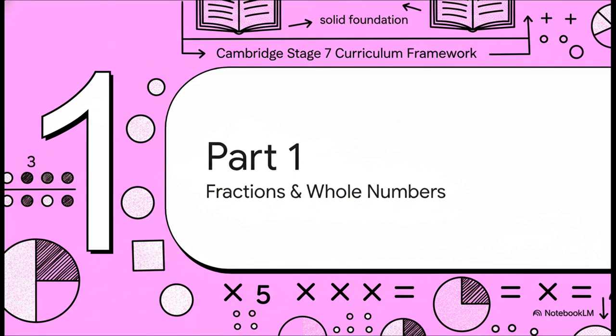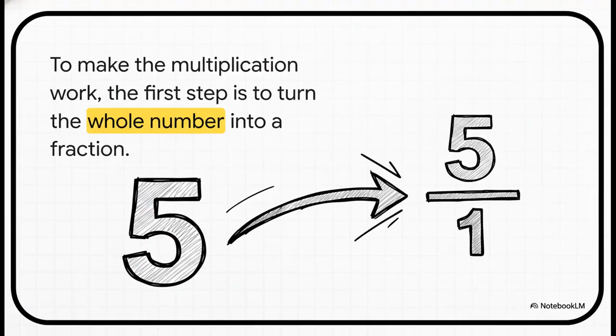We're going to break down exactly how to handle multiplying a fraction by a whole number. And just so you know, this stuff comes straight from the Cambridge Stage 7 curriculum, so you're building a really solid foundation here. Now, the very first step is super simple, but it's absolutely crucial. See, to multiply fractions, well, you need two fractions.